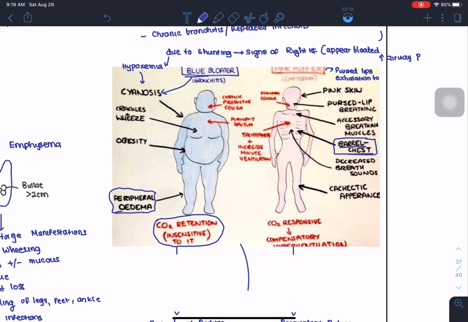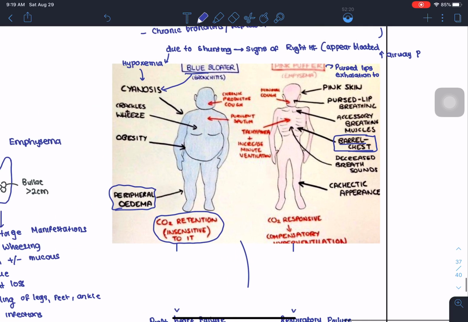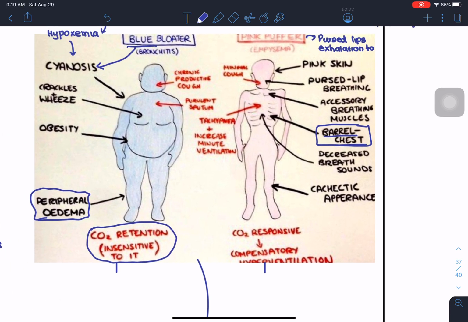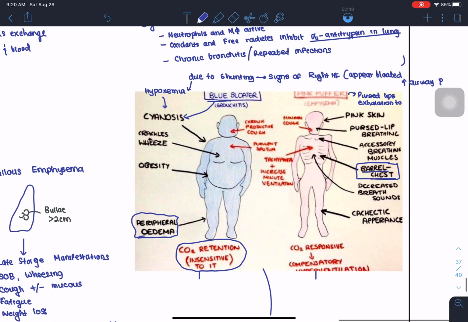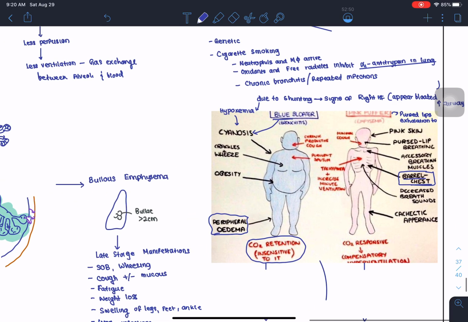So in a clinical scenario, you might see these words: barrel chest appearance, pursed lip breathing, and from the attempt, this patient is trying to breathe the air out. That difficulty will make the face a reddish, pink color. So that's why you call it a pink puffer. Okay, remember that. Blue bloater and pink puffer.